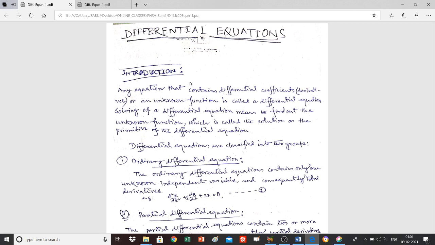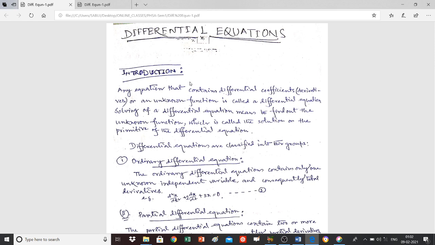And you know that a differential equation consists of an independent variable and a dependent variable. So there may be a function which is unknown, and our motive is always to solve a differential equation to find those unknown variables or functions. It should also be mentioned that solving a differential equation means finding the unknown function, and this is called the solution or primitive of the differential equation.